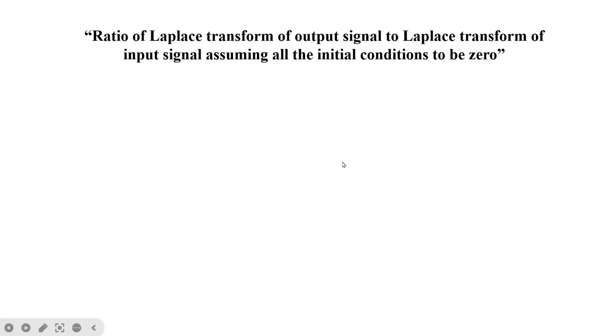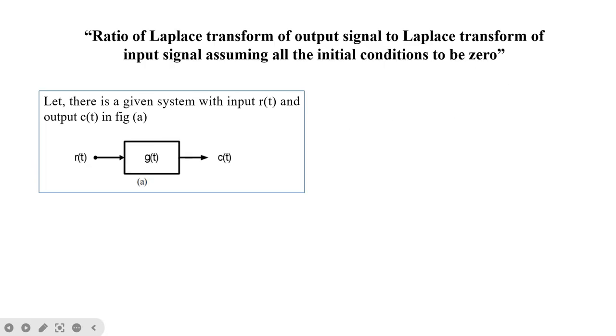So transfer function can be defined as a ratio of the Laplace transform of the output signal to the Laplace transform of the input signal, assuming all the initial conditions to be 0. So here this is the condition to find out the transfer function. That is, all the initial conditions should be assumed to be 0.